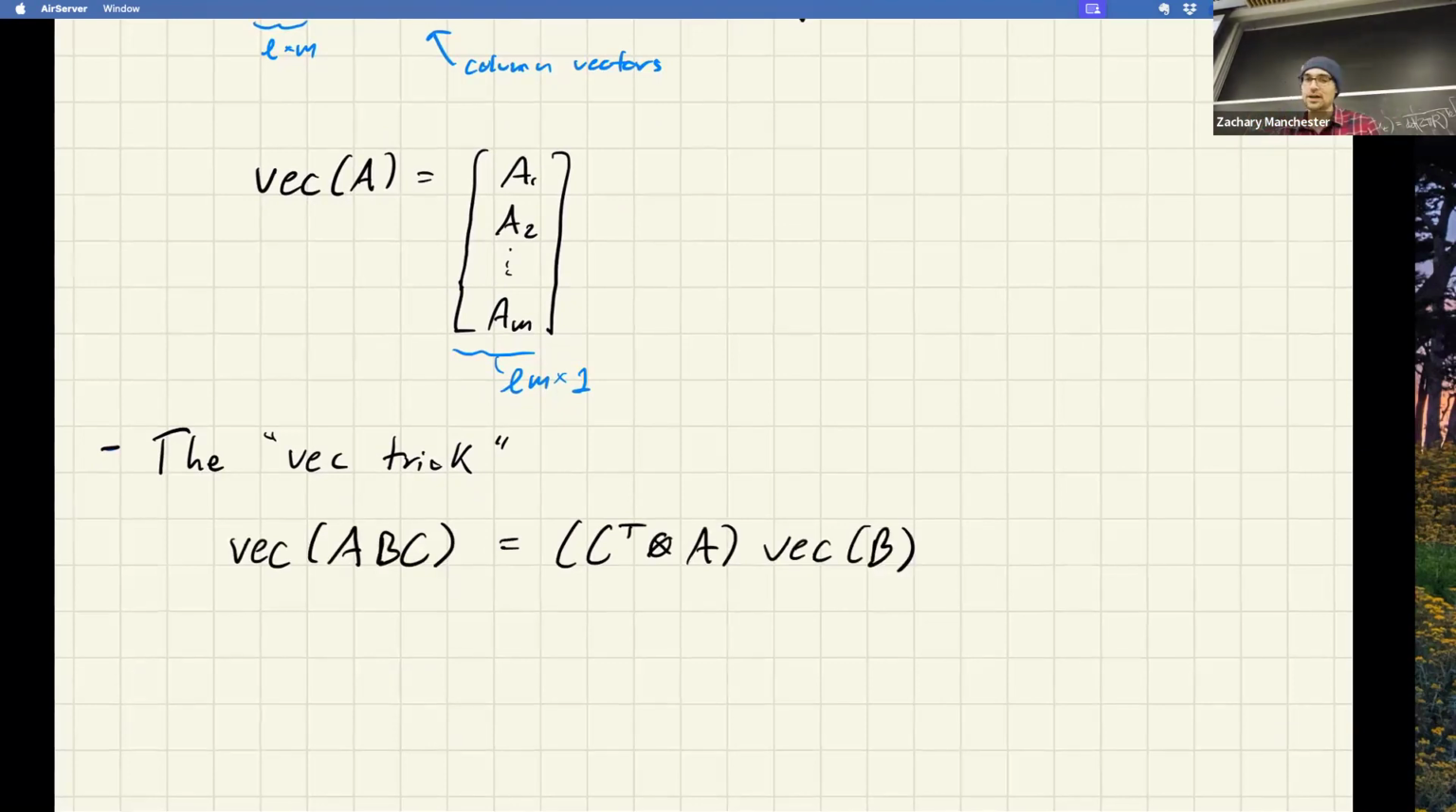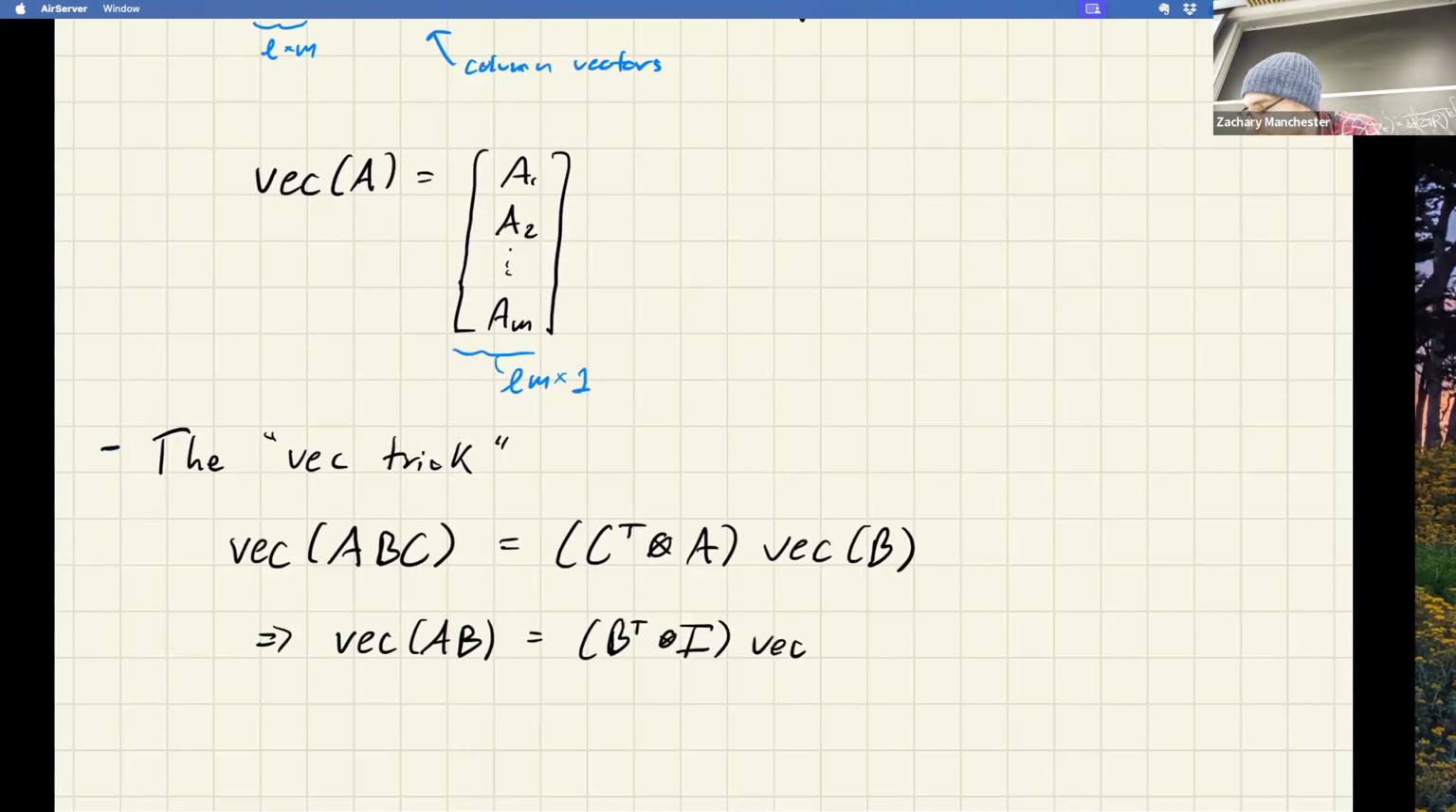It's cute. And it turns out there are special cases that we use all the time where we make one of these the identity. So vec of A times B is equal to B transpose Kron I times vec A. It's also equal to I Kron A times vec of B. The reason we care about this, where we're going with this, is how you differentiate matrix expressions with respect to one of the matrices. That's what we need.